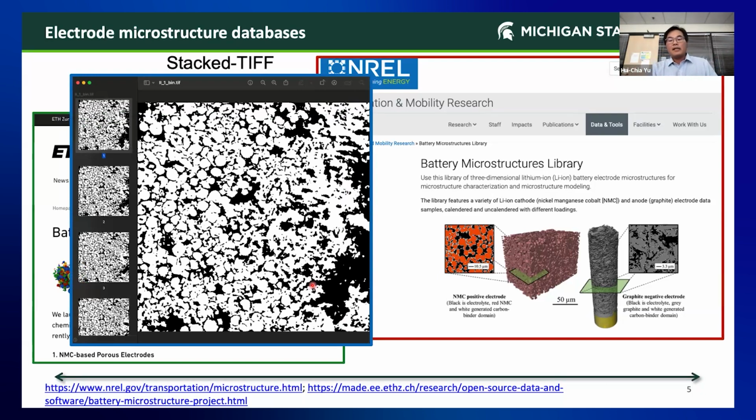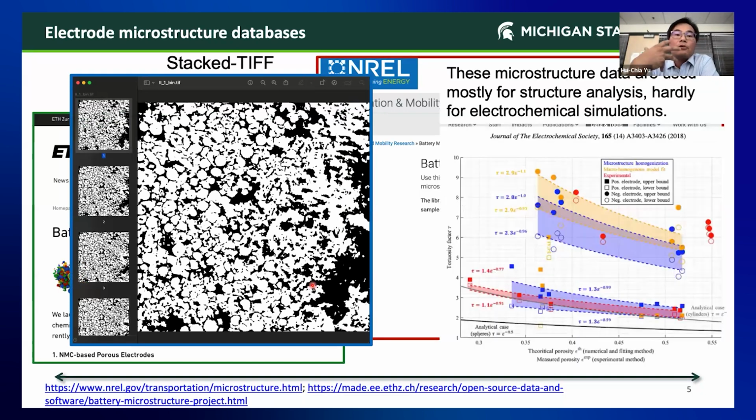And then, like I said, because direct simulation is very challenging, most of these voxel-based microstructure data are just used to analyze the overall properties of the microstructure, for example, porosity, the tortuosity of the channel, or surface to volume ratio. This kind of microstructure property.